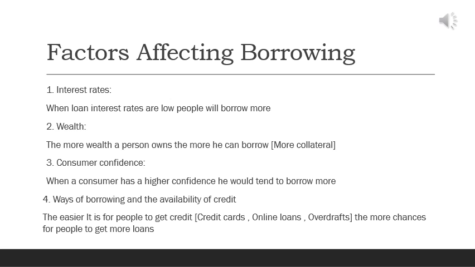When loan interest rates are low, people will borrow more because it's more affordable to get loans. Second, wealth. The more wealth a person owns, the more he can borrow. For example, if two people show up to a bank and one owns 5 houses and one rents an apartment, which will the bank loan money to? Well, the bank might loan money to the one who rents, but he will obviously lend a lot more money to the one with 5 houses, as the credit record is good.